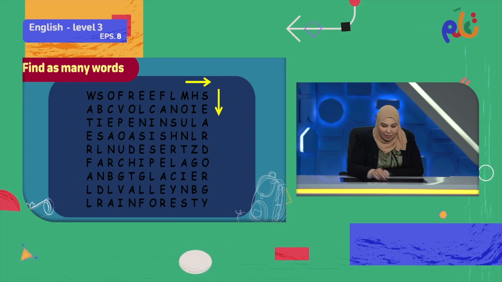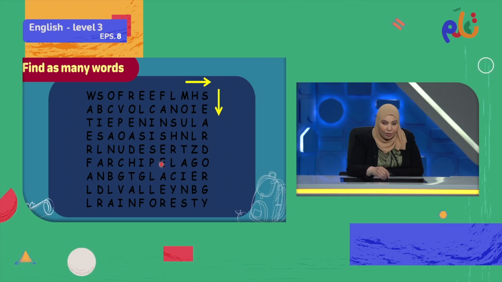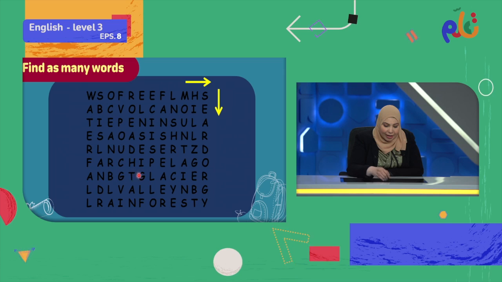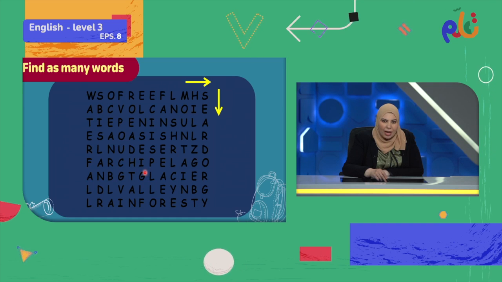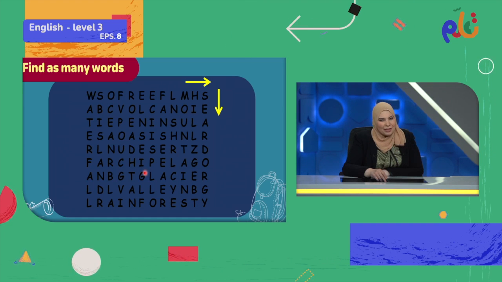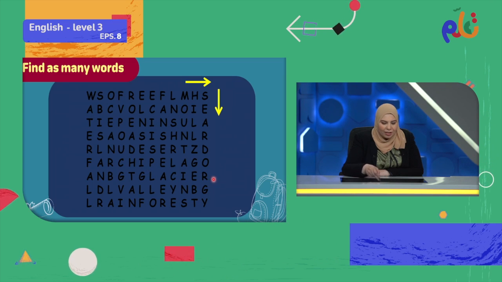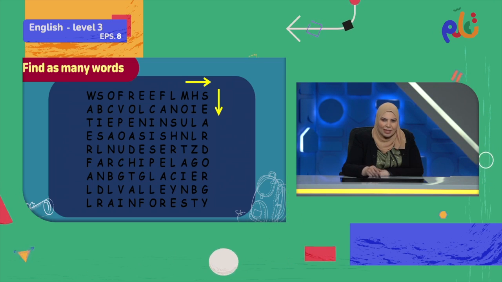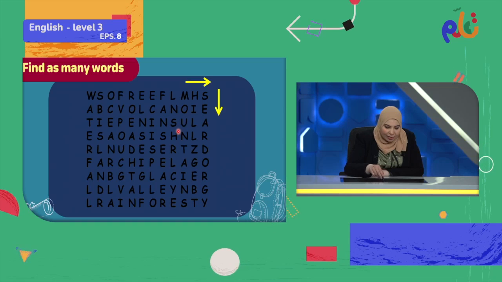Anything else that we can find? Let's search. I found another one. Yes, look here. Here we have G. Do you remember any word that we studied that starts with G? Glacier. A glacier. Well done. So here we have glacier. Okay, maybe we can find something else. Let's look.